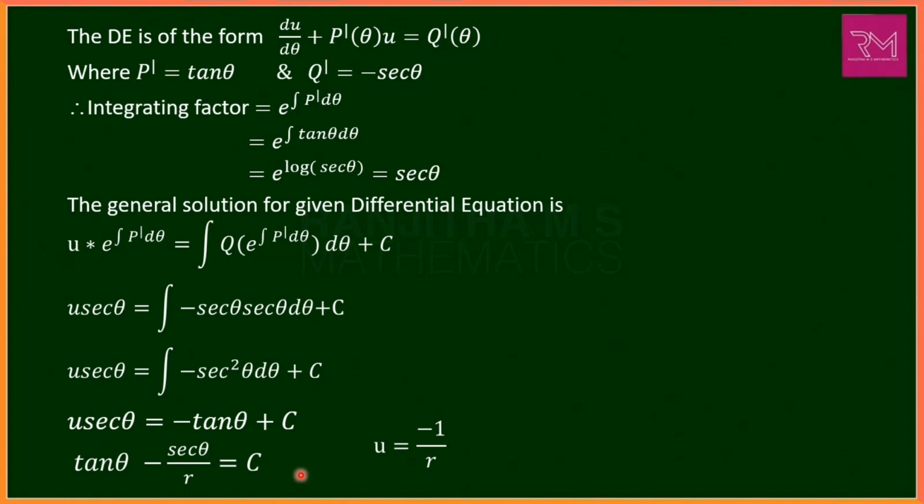So this is a problem containing r and theta. So we have to reduce this to a linear differential equation, a form containing du by d theta plus p dash of theta into u, which is equal to q dash of theta. Once we reduce this to a linear differential equation containing u and theta, the general solution is given by this formula, and substituting we get the solution for the given differential equation.